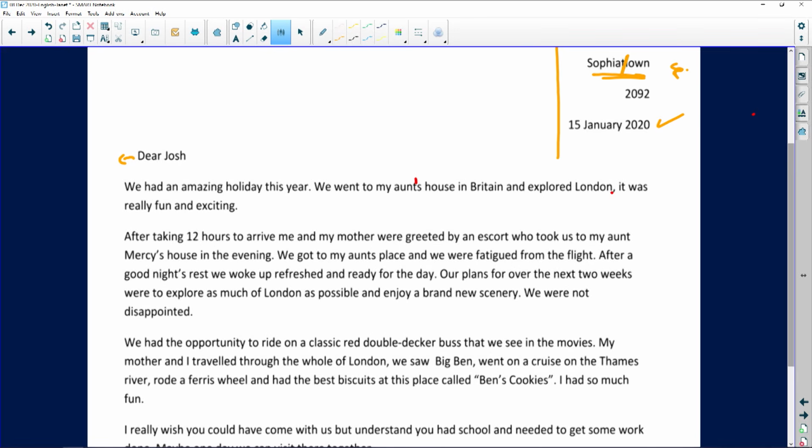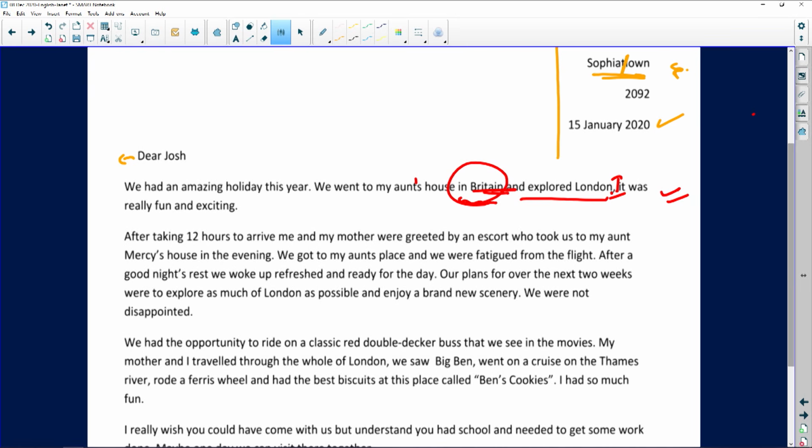We explored London. It was really fun and exciting. The only thing is, I think the house should be in London, because otherwise I'm going to have a problem with the letter. It looks as if it's going to tell me about exploring London, but if our house is in Britain, where is it? It could be an island, you know what I mean? So maybe make the aunt's house in London, and it was wonderful to explore London. It was really fun and exciting. Fine, but I don't have a massive issue here.